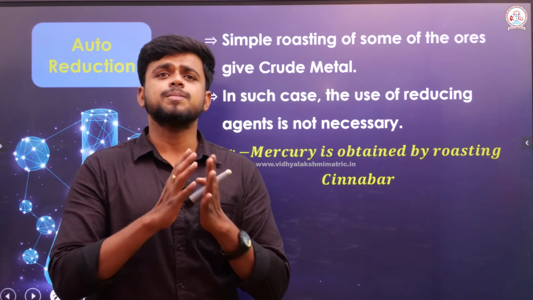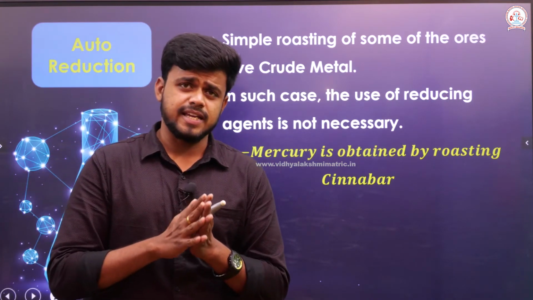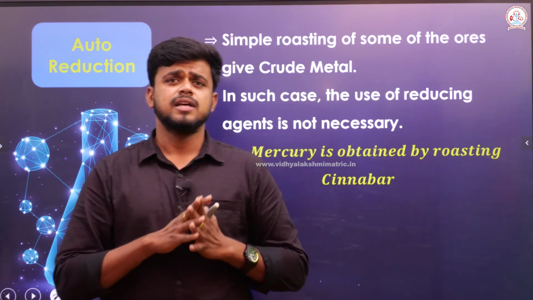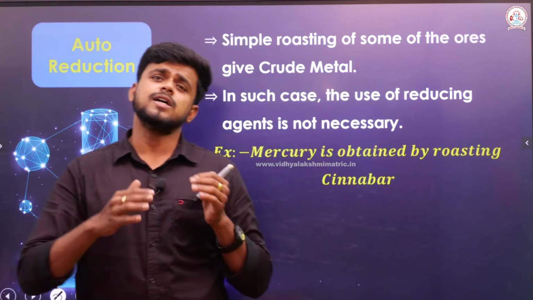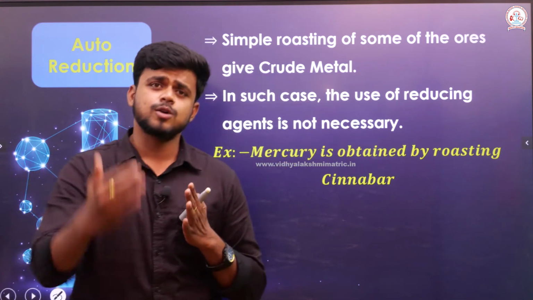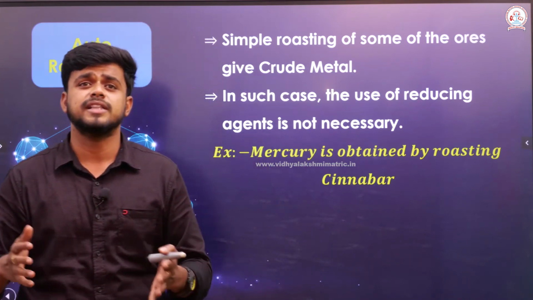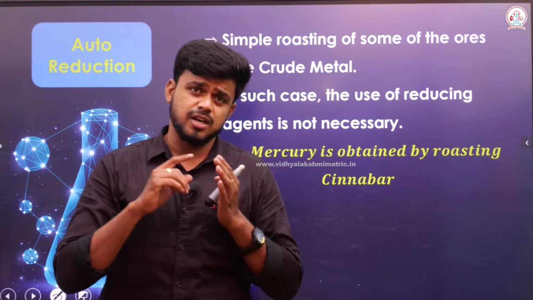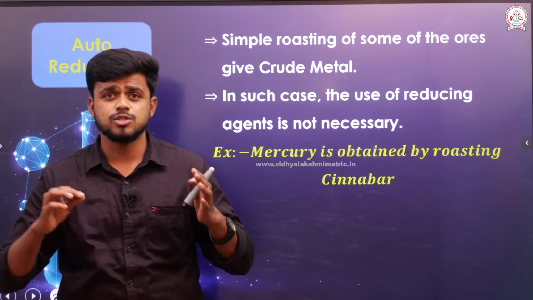Then, the last part of the reduction is auto reduction. Auto reduction in the sense, I do not require any other metal or anything, just oxygen is enough, which means just a roasting process. There are some ores which on roasting will undergo a process called reduction, which results in the formation of the metal that I am going to extract. For such ore, a reducing agent is not at all required.